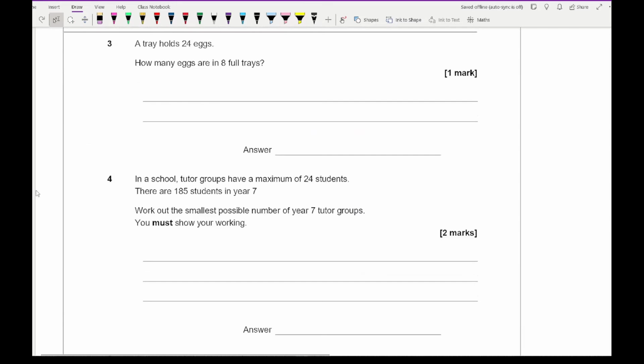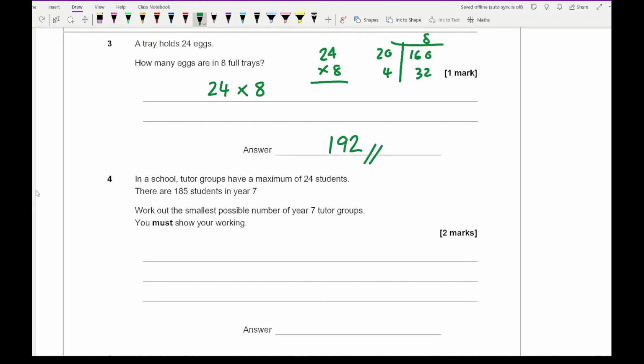Moving on to question 3, it says the tray holds 24 eggs. How many eggs are in 8 full trays? So for this we need to do 24 multiplied by 8. Now it really does depend on how you multiply, so we can either do the column method or you can do the grid method, and it doesn't really matter which one you go for. So just while we're here, let's do this. So it's going to be 192.